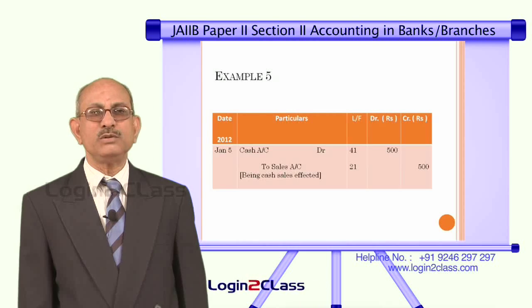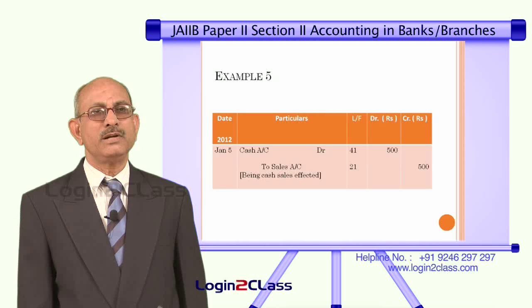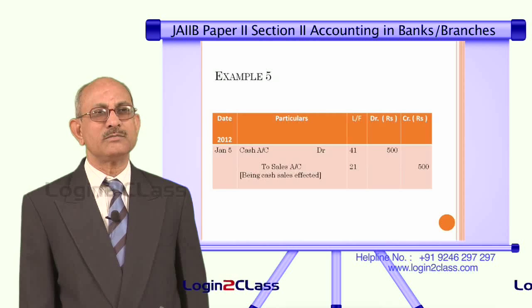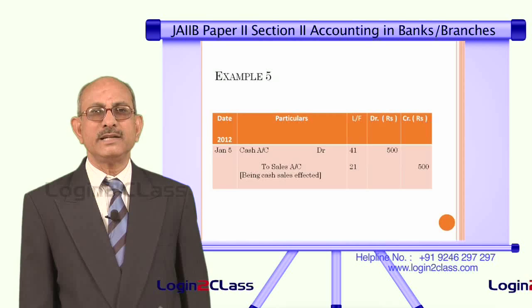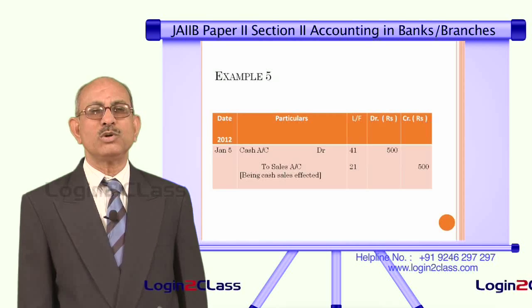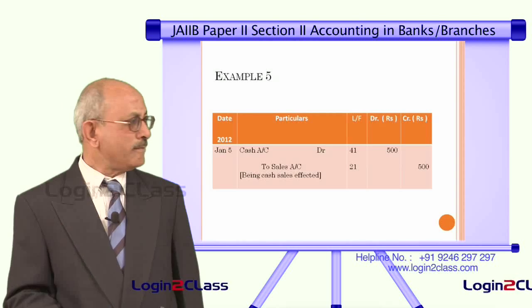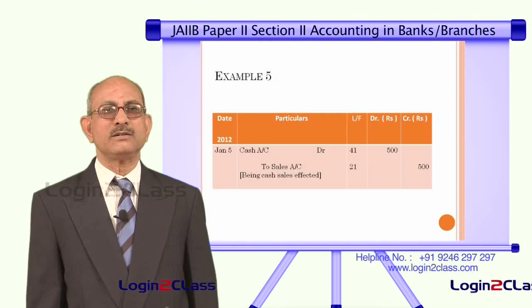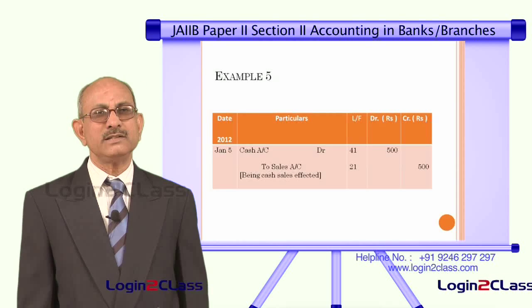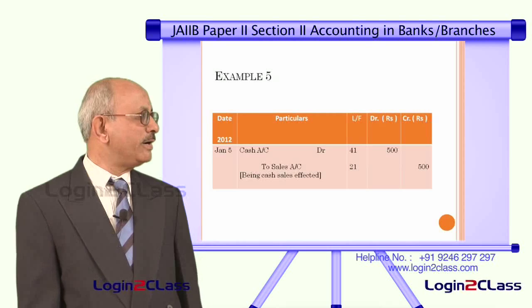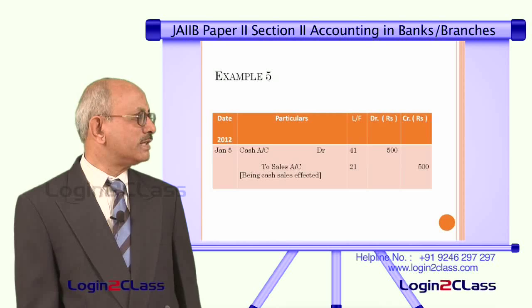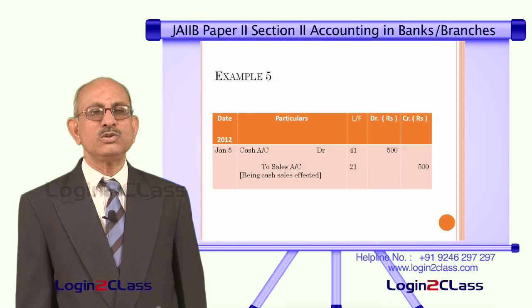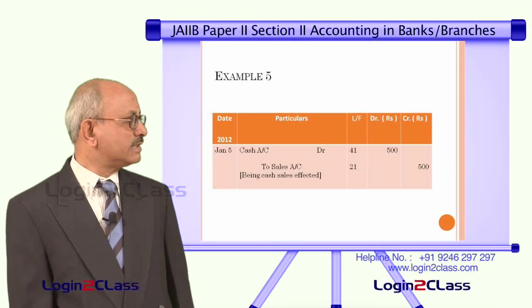So what is the rule for nominal accounts? Debit all expenses and credit all income. So sales account has to be credited, and cash is a real account. So there the rule is debit what comes in. Cash has come into the entity, so you have to debit cash account. So how do you record this transaction? You have to write: cash account debit 500 rupees and sales account credit 500 rupees, and the narration will be sale of goods on cash. That will be the narration.